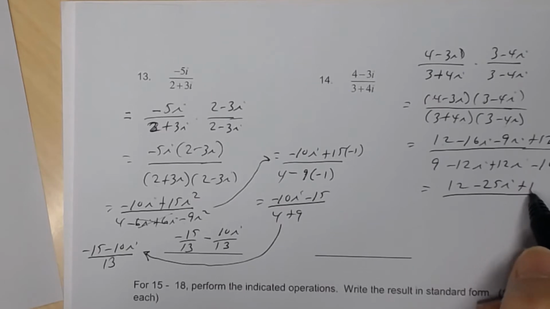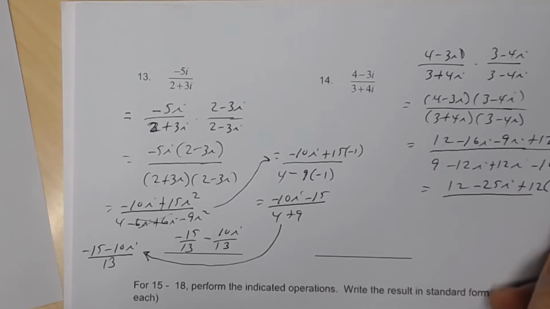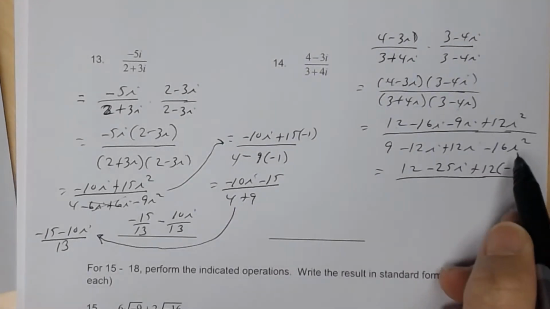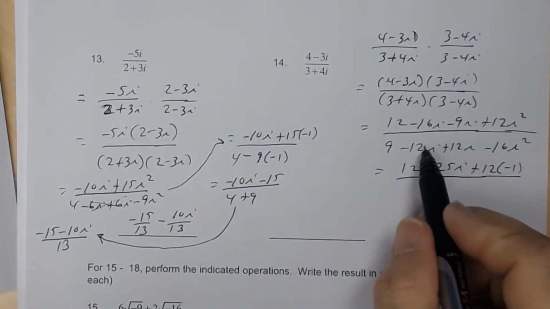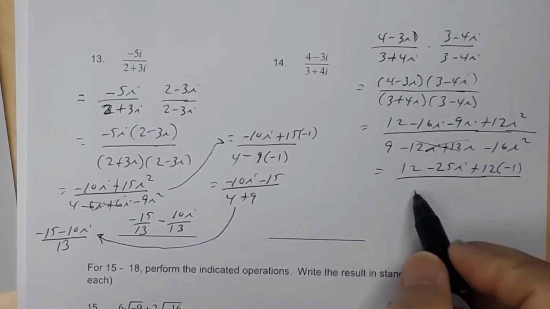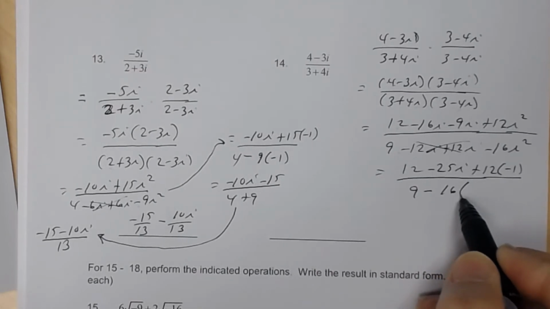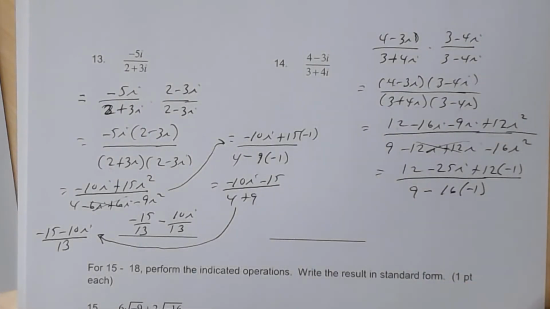And then plus 12 times i squared. Remember, i squared is a negative 1, so go ahead and change it now. i squared is a negative 1. The denominator, this is 0 right here. So I get 9 minus 16 times i squared, and i squared is a negative 1.